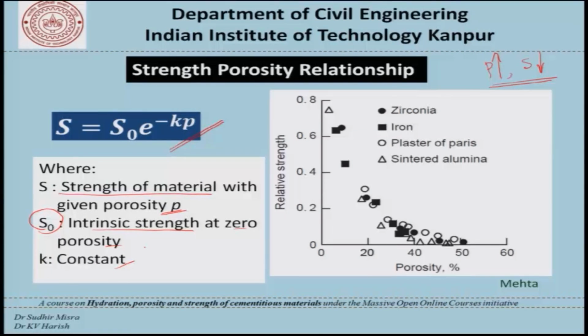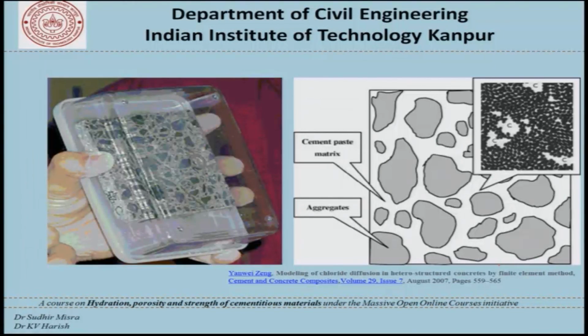Now if we use this equation or this kind of a thought process and try to plot relative strength, meaning some kind of an S by S naught kind of a variable, then for different kinds of materials we find that, well, more or less it is valid. The question to us now is, is this equation valid for concrete? Let us go back to this picture.